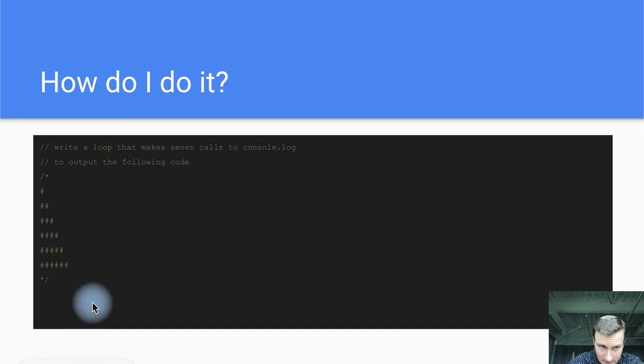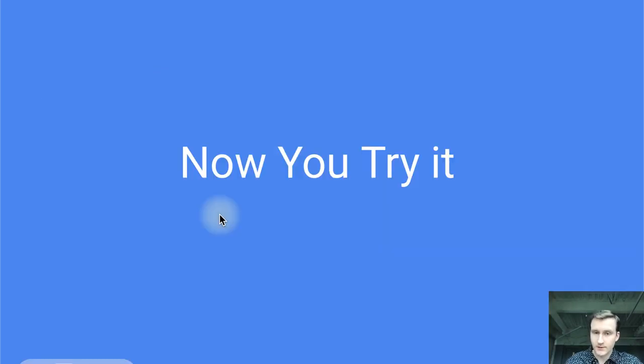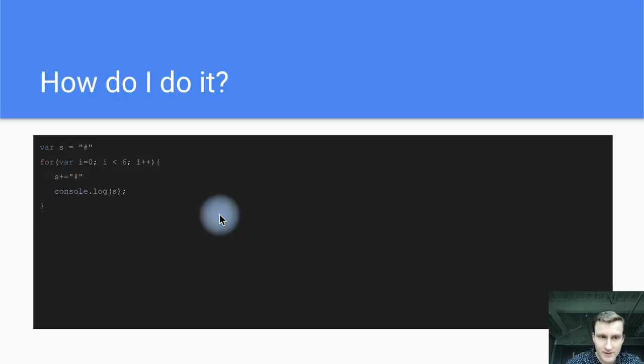So here we have a challenge: write a loop that makes 7 calls to console.log to produce the output of the following code. Pause video here, try it yourself. And here's the solution. We set a variable s equal to the pound sign, right? That's the string, and then we iterate through that and keep on appending to it until we get the expected output.